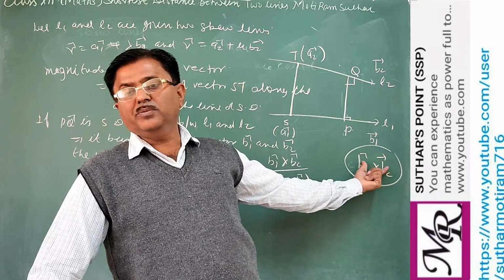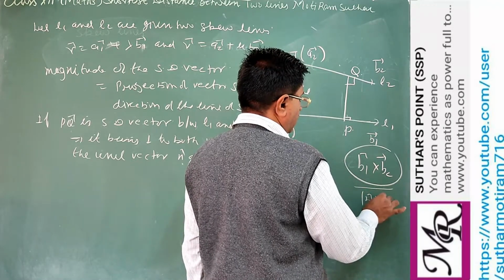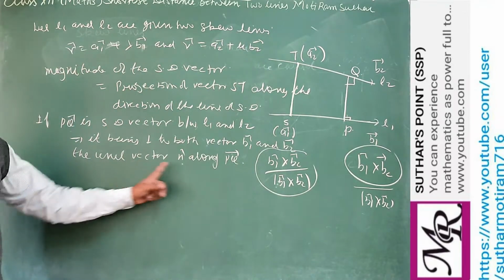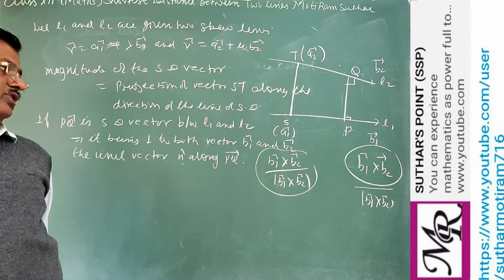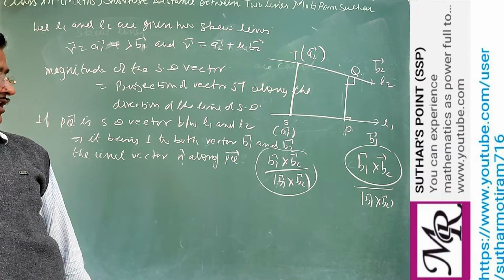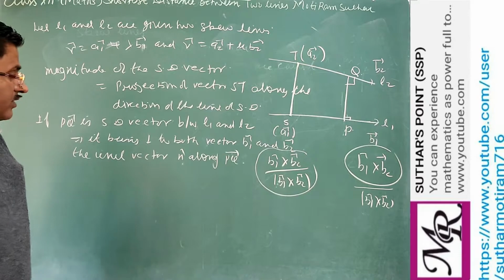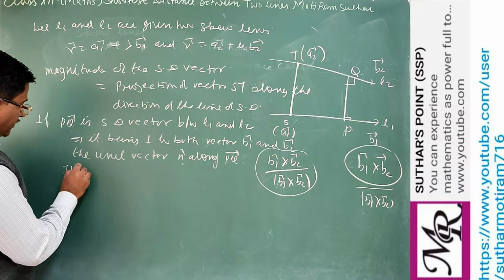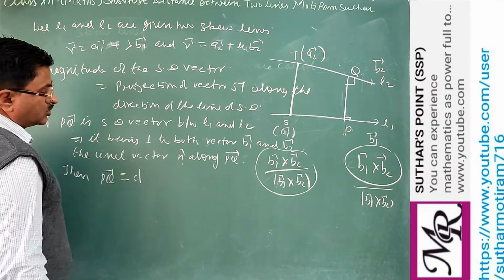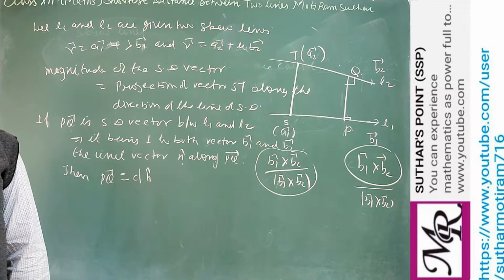Now if you want to find a unit vector which is perpendicular to both the vectors, then you divide this by their magnitude. That's why you can say this is the unit vector n cap along PQ, because PQ is perpendicular to B1 and B2. So we can write B1 cross B2 divided by the magnitude of B1 cross B2. Now if you want to find the vector PQ, PQ will have some magnitude, suppose D. So D into n cap. N cap is direction, D is the magnitude.